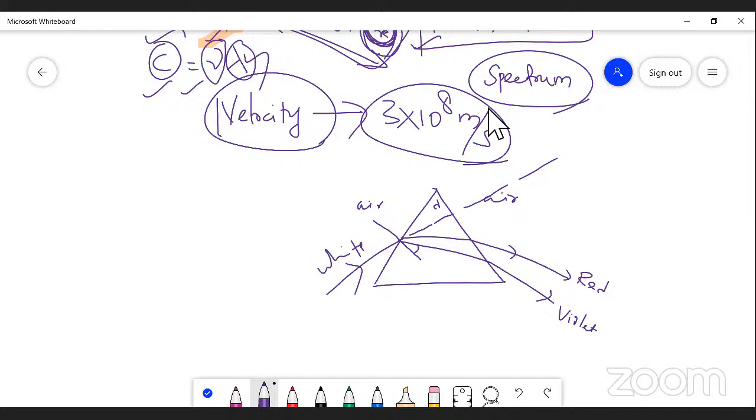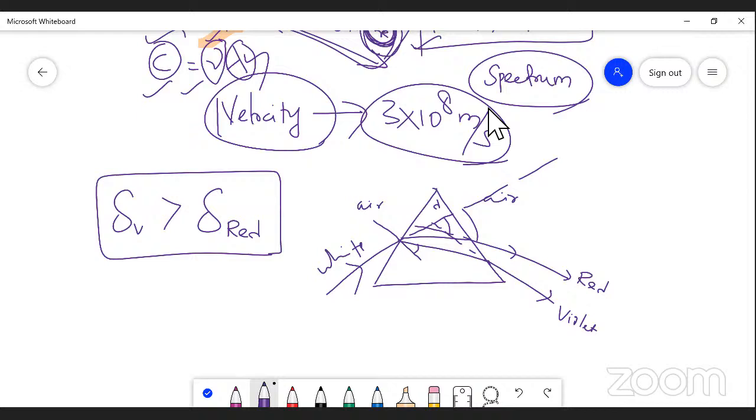And the angle of deviation. Which one has the maximum angle of deviation? The angle of deviation is maximum for violet color. Deviation angle of violet is greater than deviation of red. Angle of deviation is maximum for violet color compared to red color. When violet light is incident on the surface of a prism, according to the basis of dispersion, the color is deviated based on refraction angle, refractive index, and wavelength also. The deviation angle of violet, delta V, is maximum.